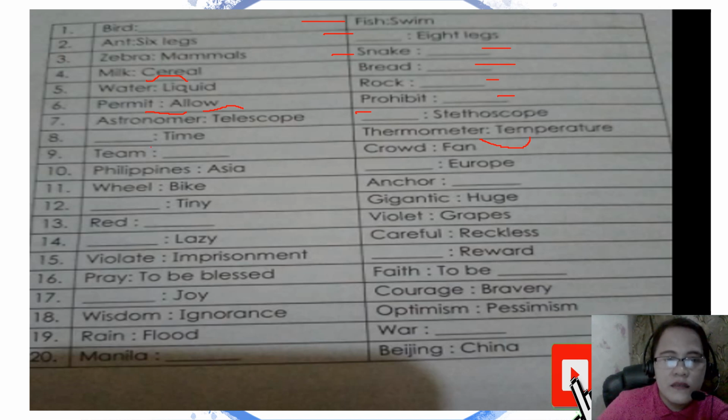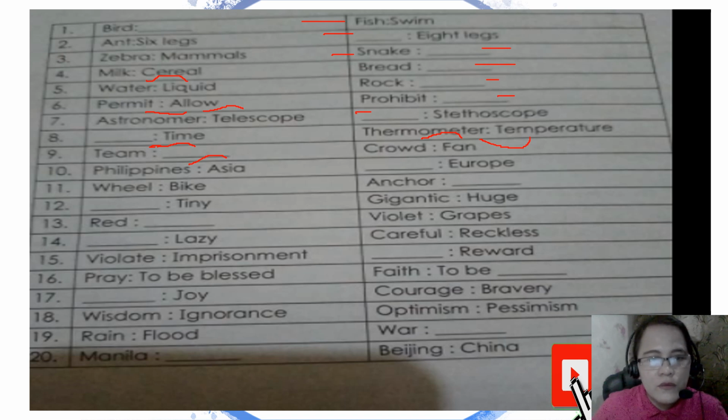Team is to blank. May team ng Hinebra, may team ng kung ano-ano pa. Crowd is to fan. Crowd, mga tao. Fan. Yan yung fans ng mga team na to. Okay? Next, then, Philippines is to Asia. Ang Philippines daw ay matatagpuan sa Asia. Blank is to Europe. Ano naman ang matatagpuan sa Europa?